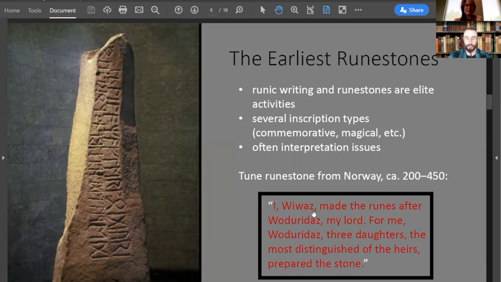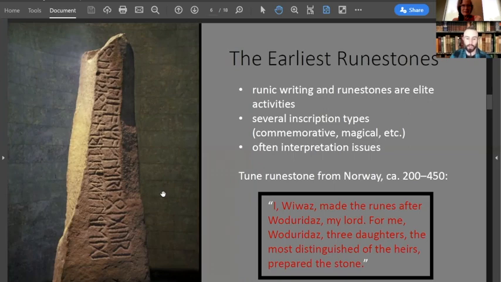and there are often interpretation issues because the language has changed so much since these early days that sometimes it's difficult to know what they're saying. Other times we're not sure if it's even really words. But anyway, the Tuna runestone that you see here from about 200 to 450 from Norway is a fairly certain inscription. So this one says, we made the runes after Wodoridas, my lord. For me, Wodoridas, 3 daughters, the most distinguished of the heirs, prepared the stone.